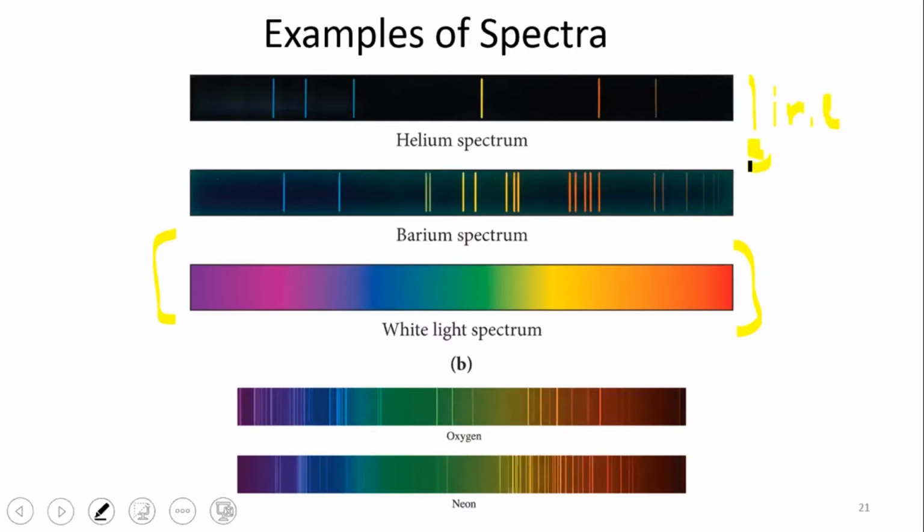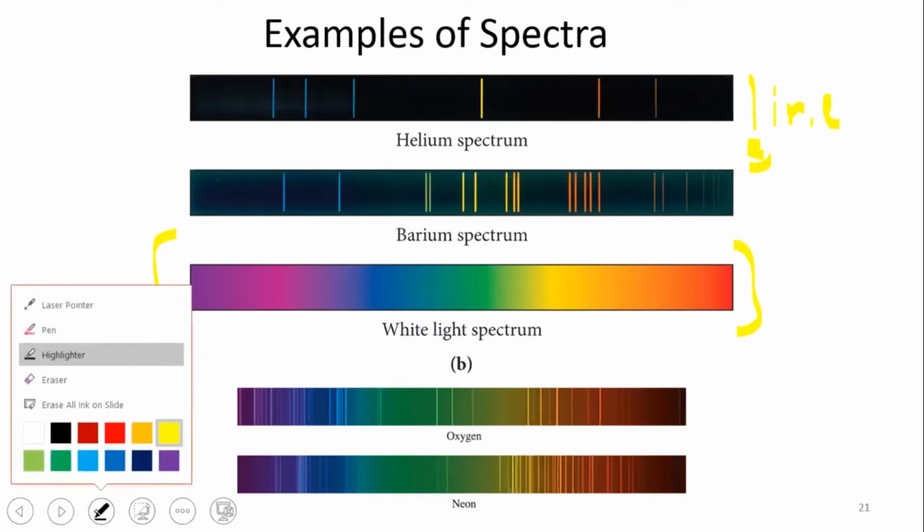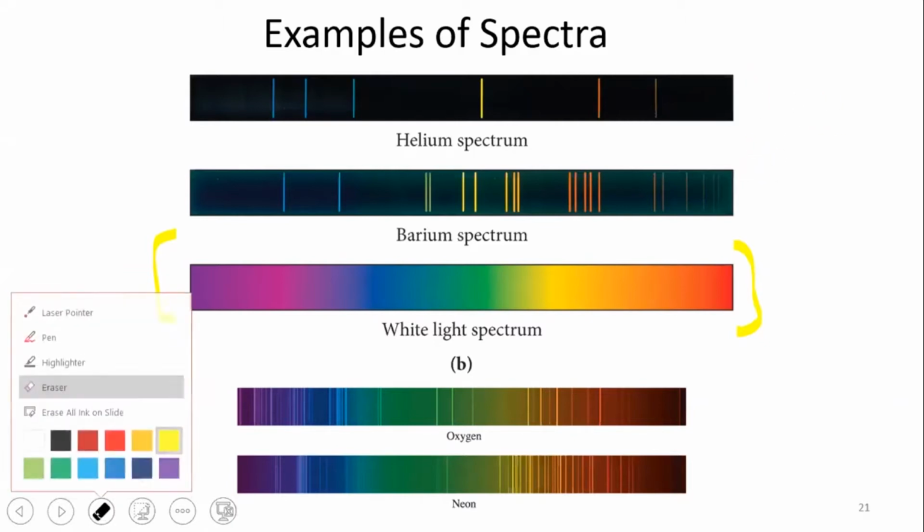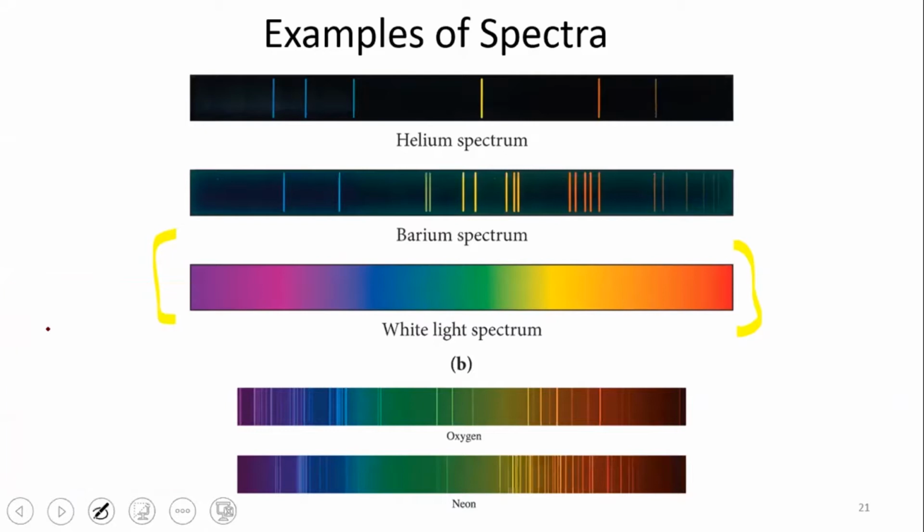Oops, hold on a second. Let me, that looks pretty messy. Let me use the pen here. Let me see if I can get my pen to work. So this would be a line spectrum. Sorry, like I said, my stylus doesn't work very well.